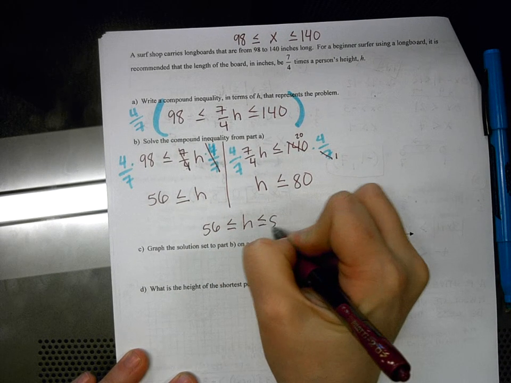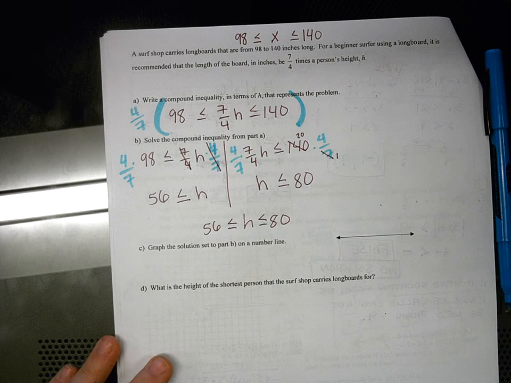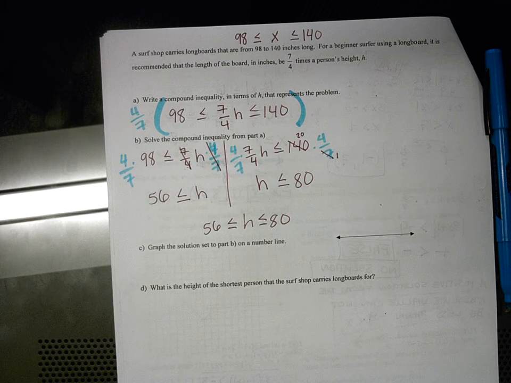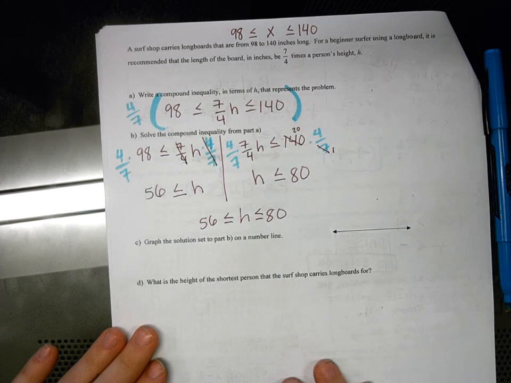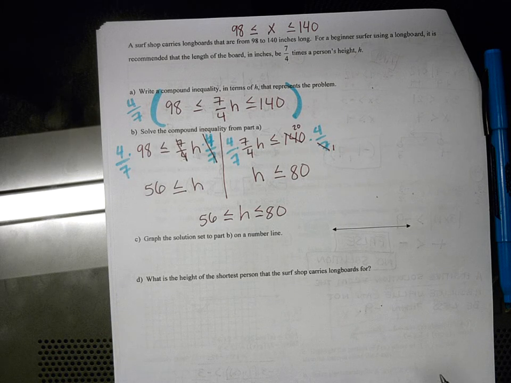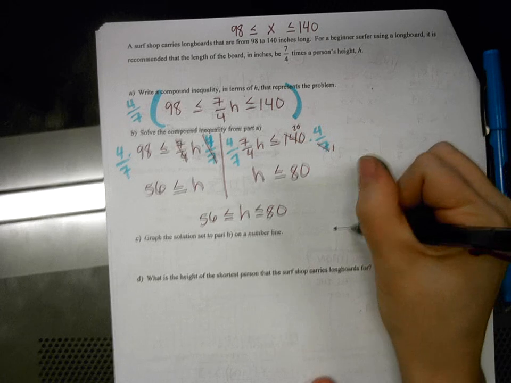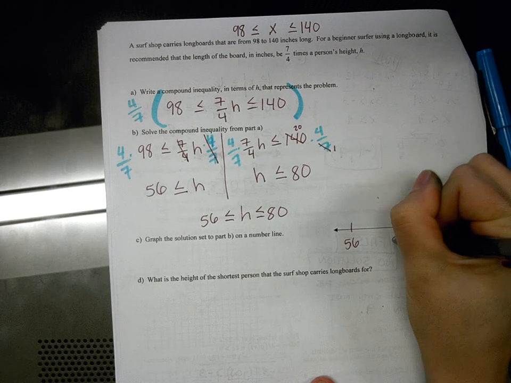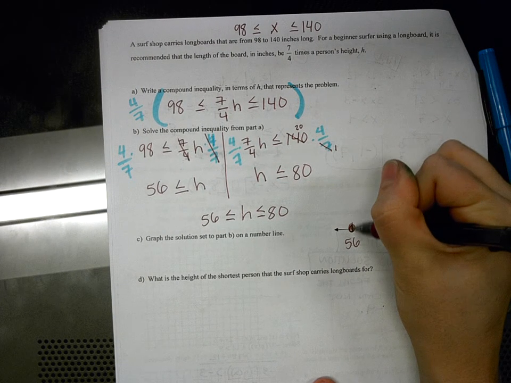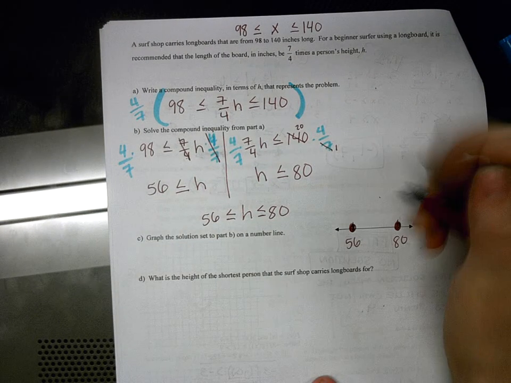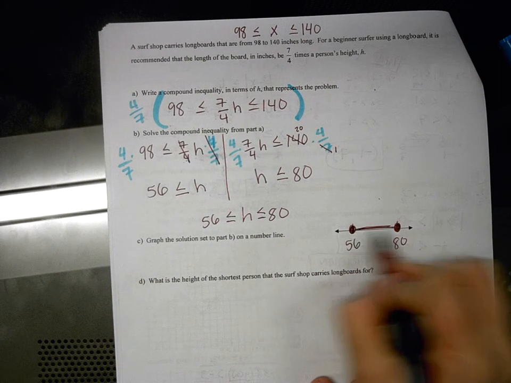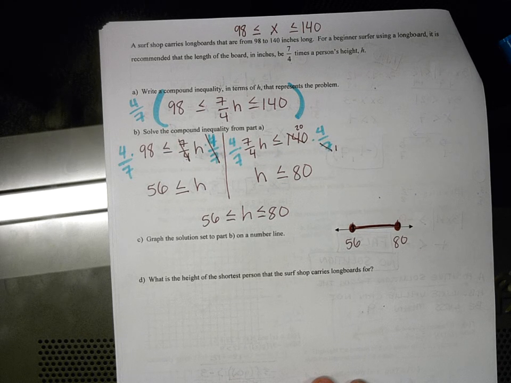So my inequality is 56 is less than or equal to H, which is less than or equal to 80, which you would have done if you just multiplied each of these by 4/7. Okay, either way is fine. Graph the solution set to part B on a number line. So I have 56 here, 80 over here. You can be 56 inches tall, you can be 80 inches tall, or your height can be anywhere between there. So there's our solution set.